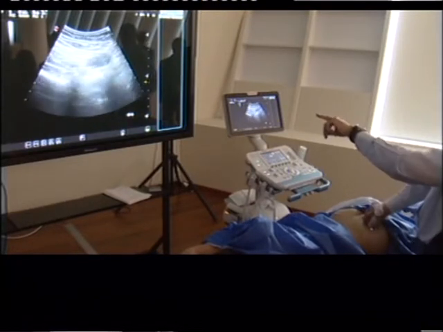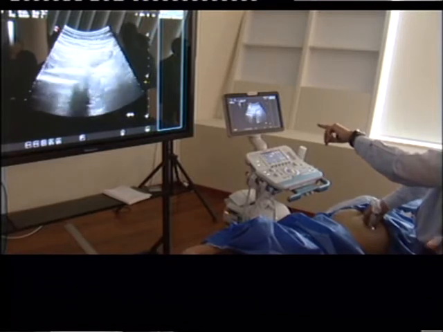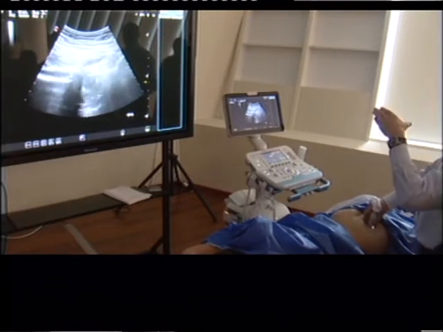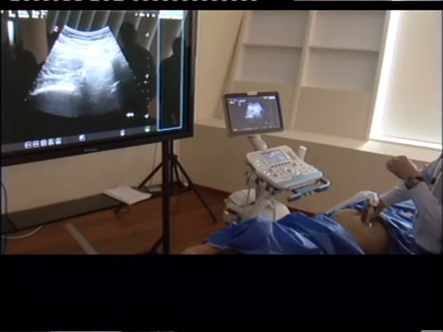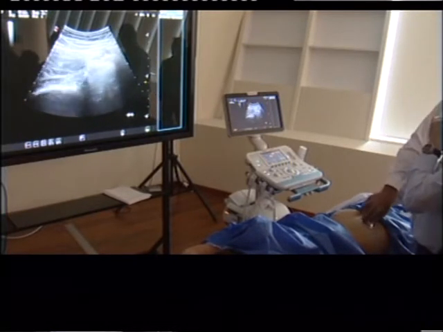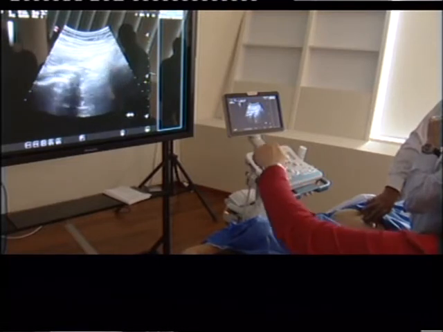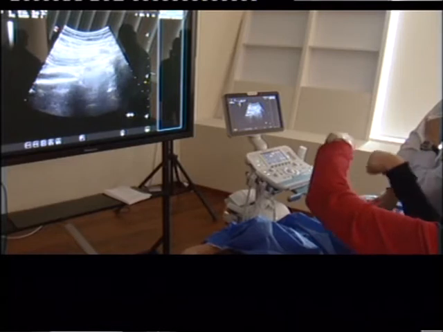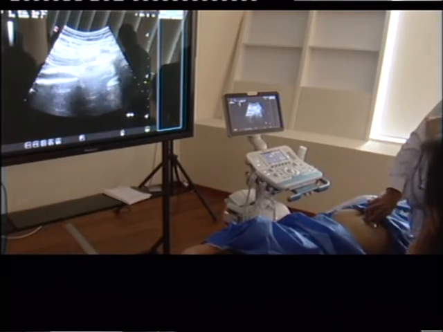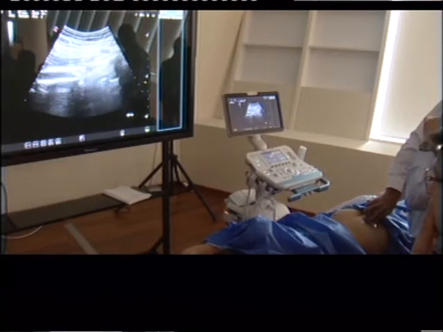But the angle is not better. No, the ligament goes like this. Show me the ligament. No, the nerve. Yes, that one I understood, because it's more internal and external. This ligament, tuberous, spinous, and that is the pudendal nerve.